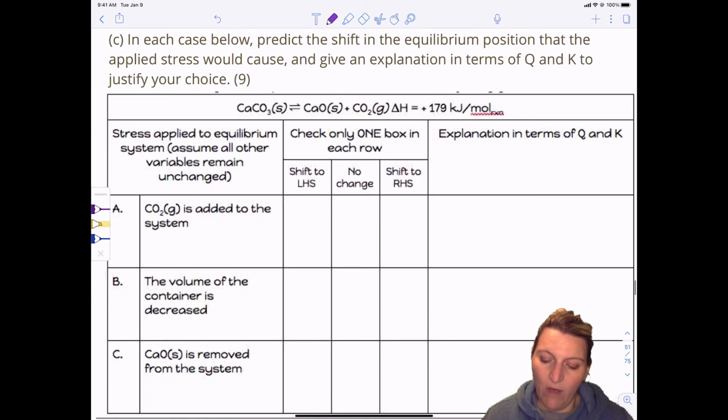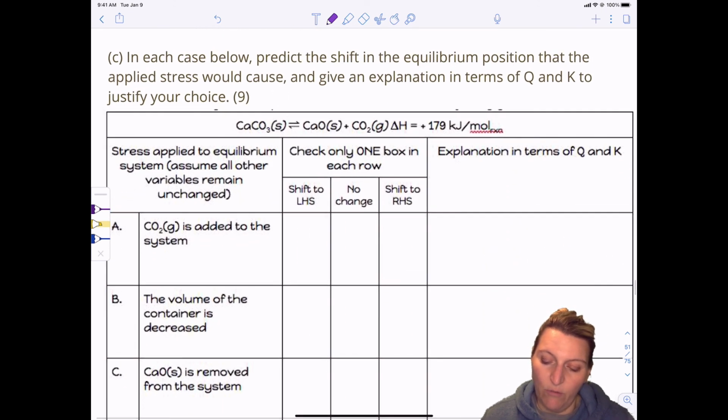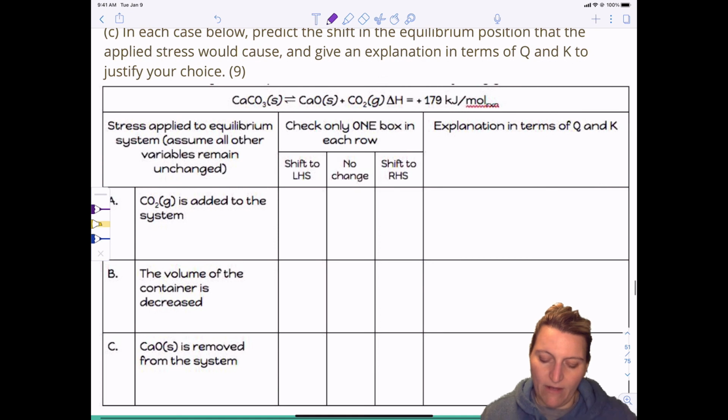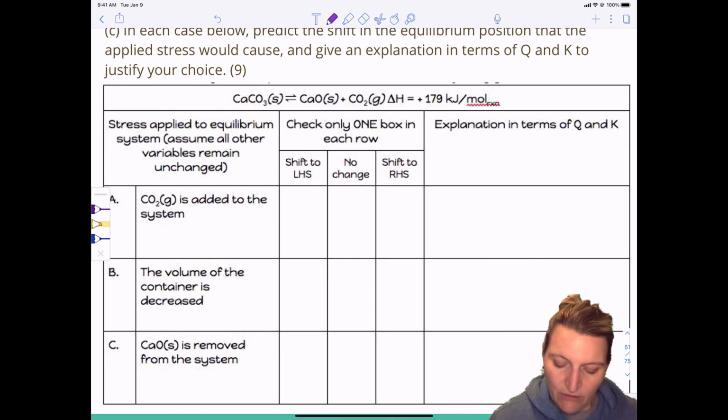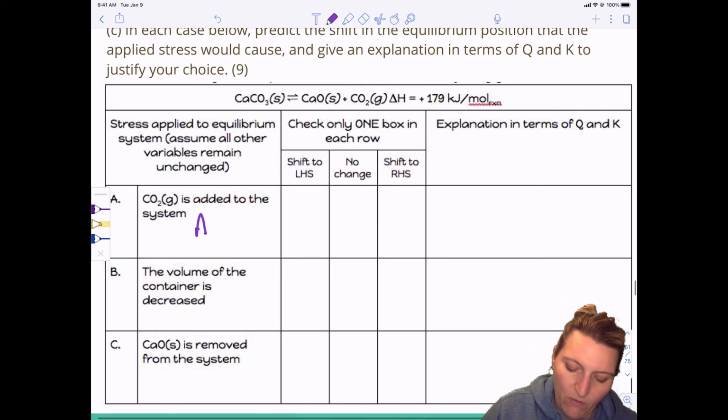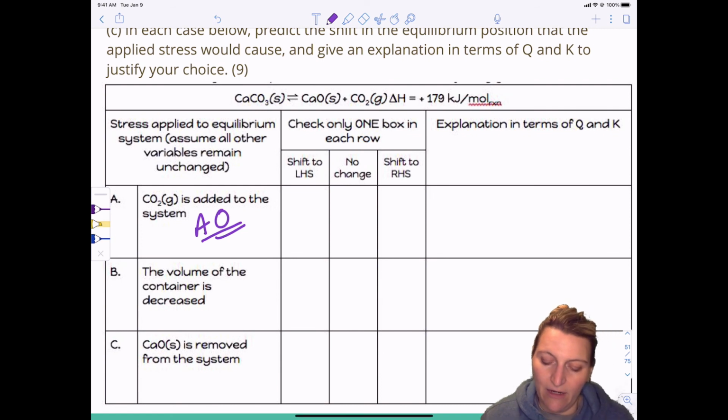And then this is the same one, and basically, you check one of these boxes and then give an explanation in terms of Q and K, or just give an explanation of it. So the first one is CO2 is added to the system. Remember, when we add, we shift to the opposite side. So if you add CO2, it's going to shift to the left. So we're going to check that box.